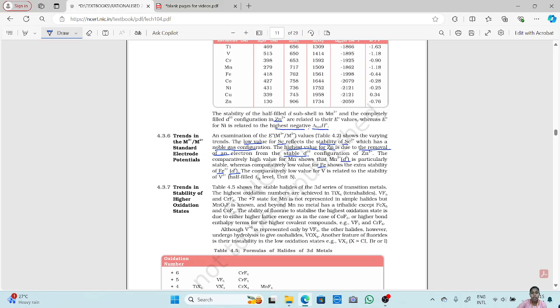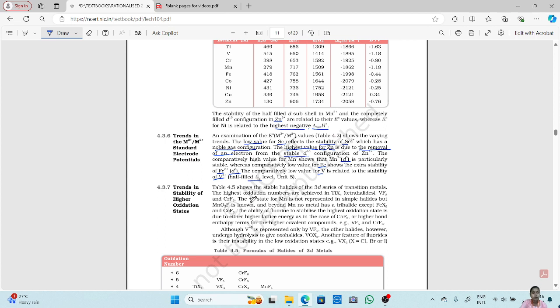Okay. The comparatively low value of vanadium is related to the stability of V2 plus, where a half-filled t2g level is there. Regarding this t2g level, you will see it in unit 5. So the low value of vanadium is because of the stability it gets through the V2 plus configuration or oxidation state.